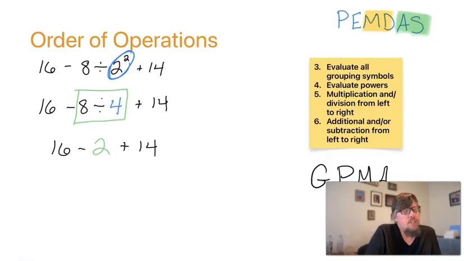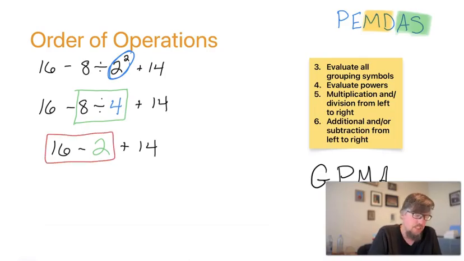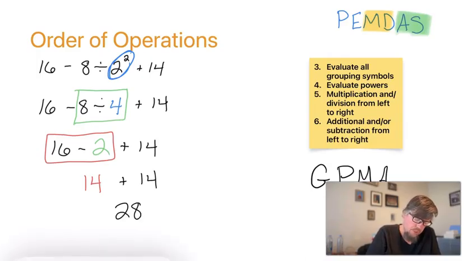And now we're doing addition and subtraction, but we're doing them from left to right. So first we do subtraction because subtraction comes first when we read the problem. 16 minus 2 is 14. And then finally we do 14 plus 14, which is 28.